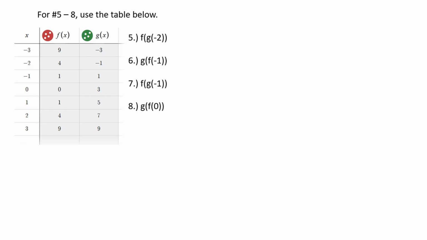So looking at number 5. We are going to start with what is g of negative 2. Coming over to the table, to negative 2, and then we go over here to g of negative 2, and we realize g of negative 2 is negative 1. Therefore, f of g of negative 2 really is f of negative 1, and we hop over here to the table, go to negative 1, and we find the value for that is 1.